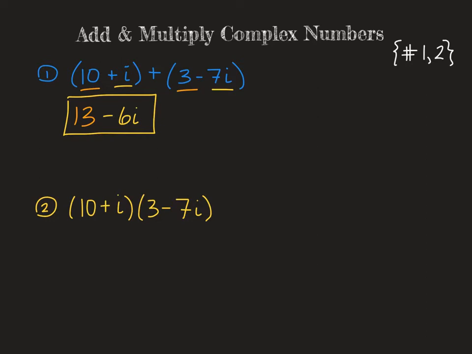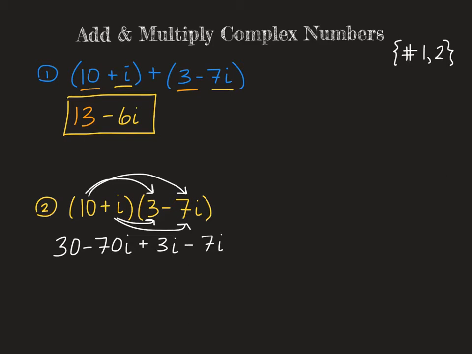In number 2, we're multiplying. So when you're multiplying, you're going to distribute, aka FOIL, again. We're going to distribute this 10 through first. When we do that, we'll have 30 minus 70i. Then we'll distribute this 1i through, and we'll have plus 3i. And then we'll have minus 7i squared. We do have to remember that i squared is -1. That is because i is technically the square root of -1, and when we square the square root of -1, we get -1.